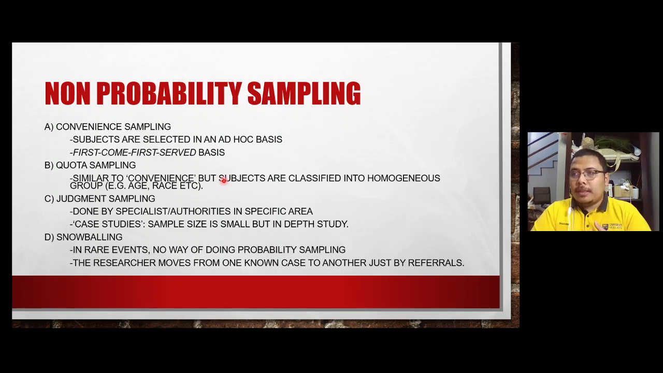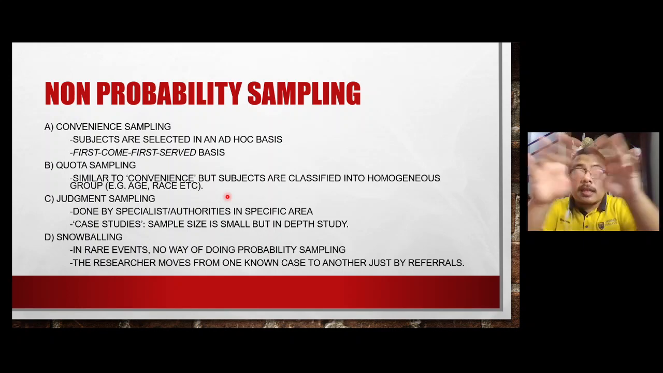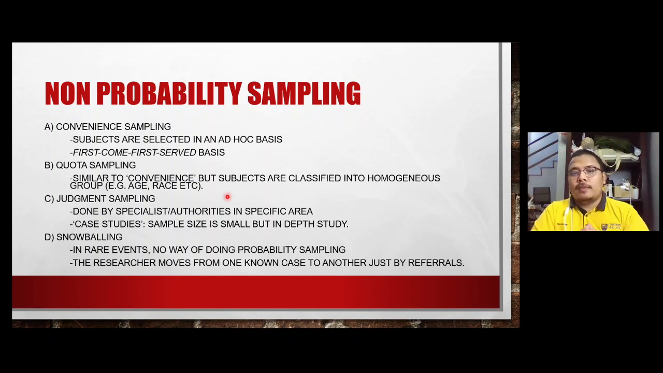Quota sampling is where you want to look at certain particular people, so you have a certain demographic that you want to choose. You want to survey the Malays, only the Malays, or only the Chinese, or only the Indians, or only the international students, for instance. So that's quota sampling.